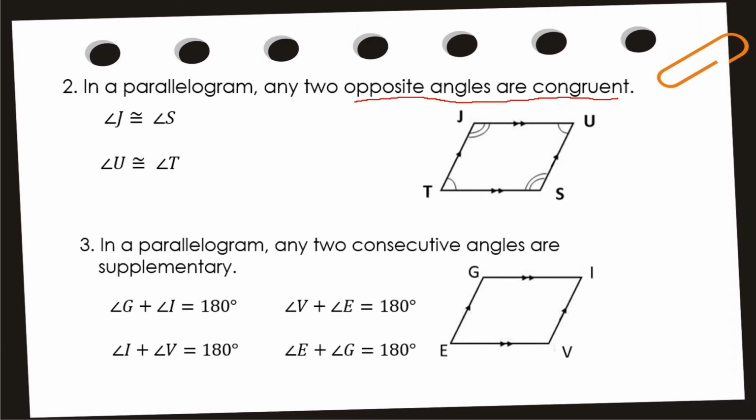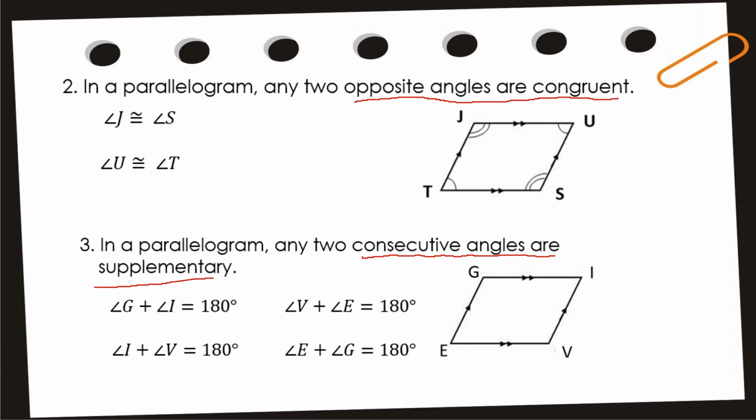Third property, in a parallelogram, any two consecutive angles are supplementary. So if GIVE is a parallelogram, it means that consecutive angles are supplementary. When we say supplementary, the sum of these two consecutive angles is 180 degrees. Angle G plus angle I is 180 degrees.